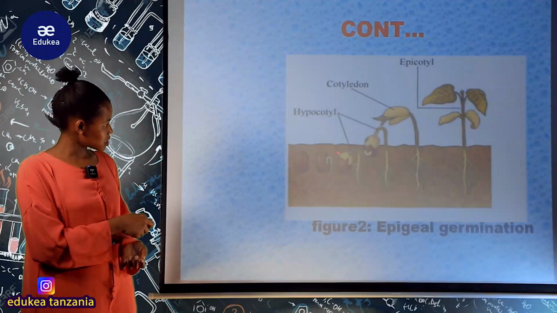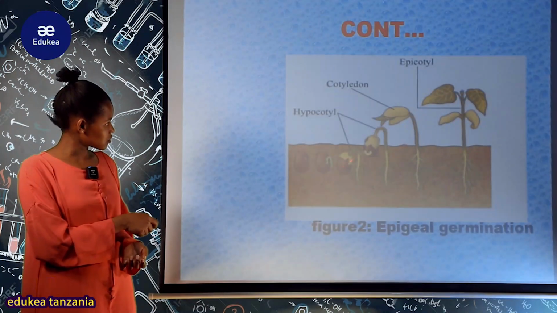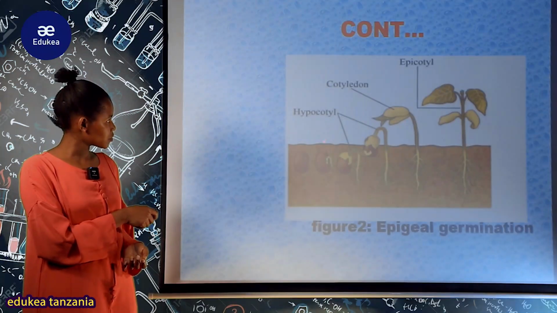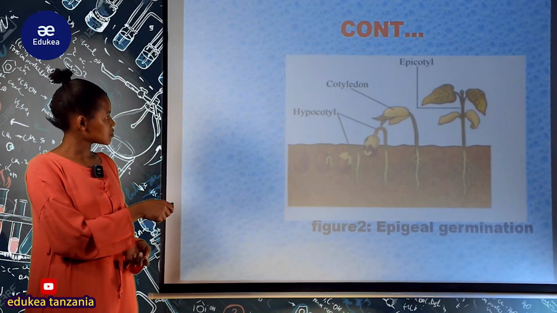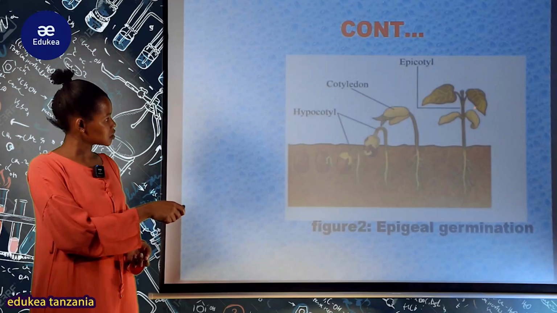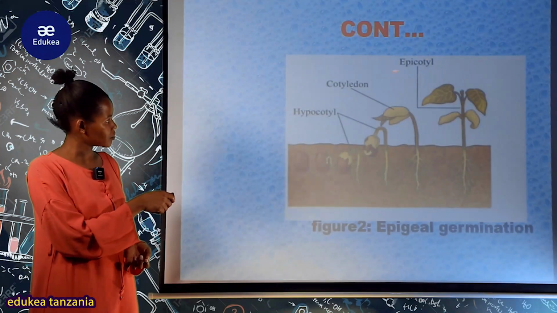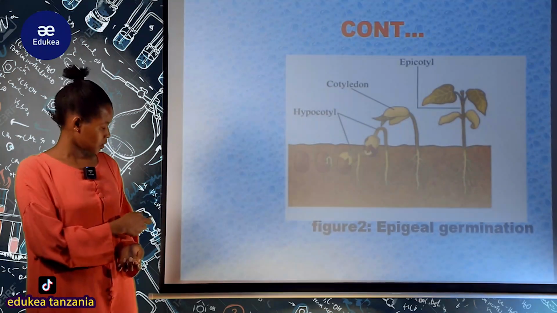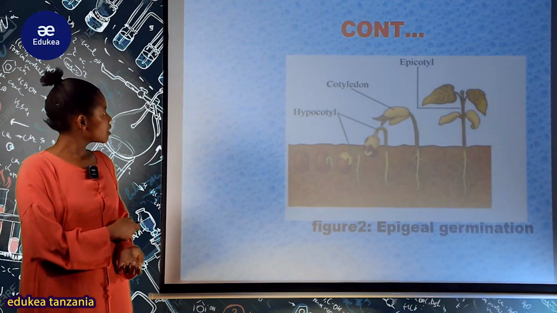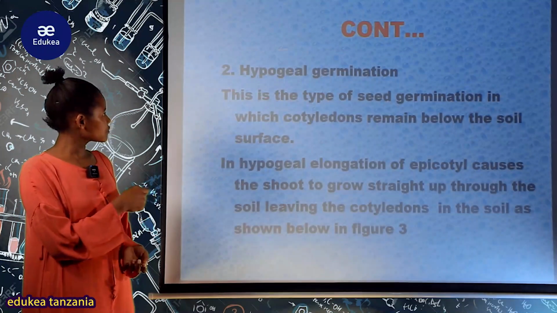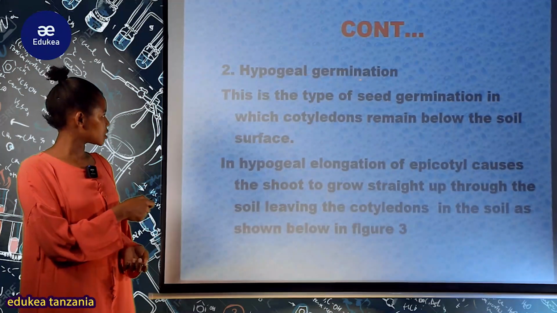As you see, tumesema kwamba this is our cotyledon, the region below is hypocotyl, while the region above our cotyledon we call epicotyl. And now, after seeing that, we are going to look at the second type of germination, which is hypogeal germination.